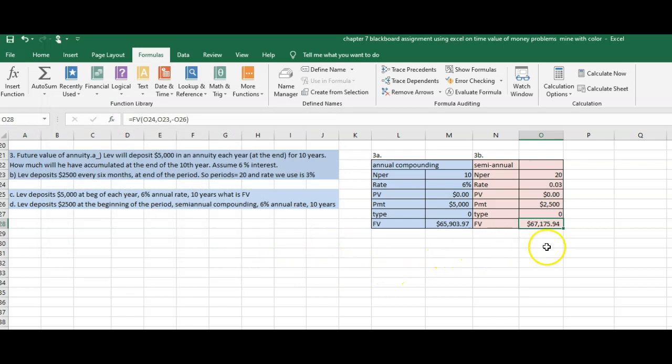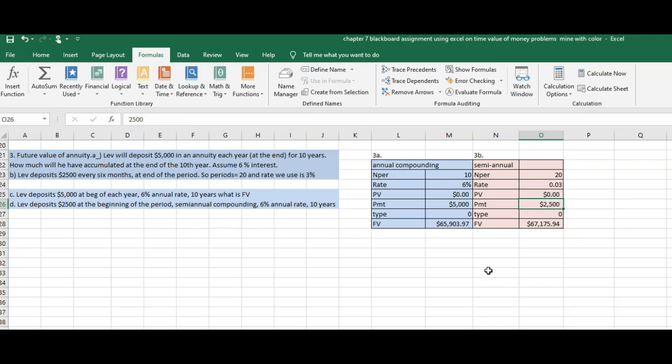But now if your number came out to something like $140,000, then you've done something wrong. There's no way that just a little bit of a change of every 6 months would have done that. The reason I mention that is when I first did this problem myself, I left the payment at $5,000. So 5,000 every 6 months instead of splitting into 2,500.